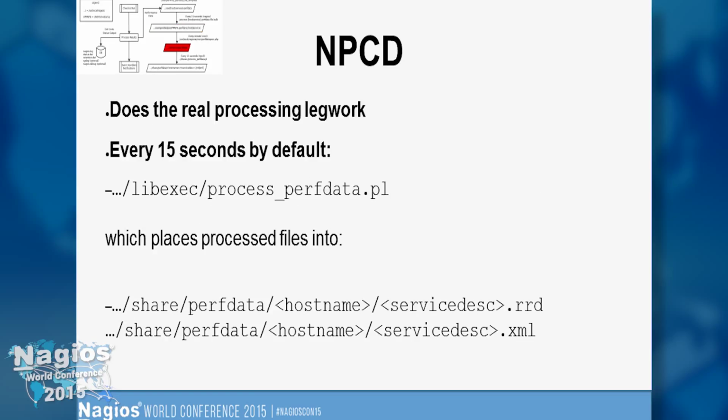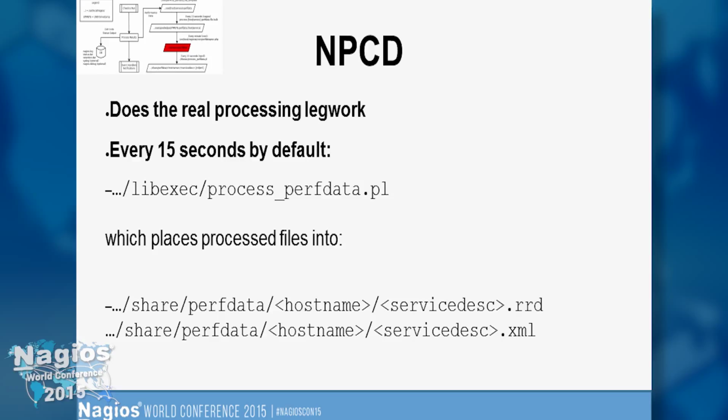NPCD is what does the actual work. So at this point, we've basically just kind of moved the file around a few times. NPCD does the real legwork. Again, every 15 seconds by default, it will run the following command: user local Nagios libexec processperfdata.pl. It's a Perl file. And it processes the files.